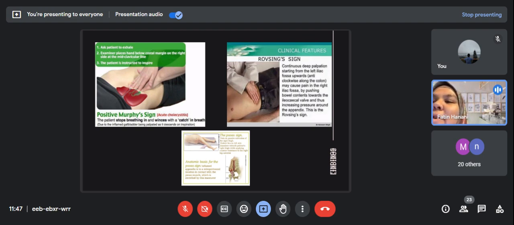Next we look for Rovsing sign, which is indicative of acute appendicitis, which is when we continuously do the deep palpation, starting from the left iliac fossa upward. It will cause pain at the right iliac fossa, which is indicative of when we push the bowel content towards the ileocecal valve and cause increase in the pressure around the appendix.